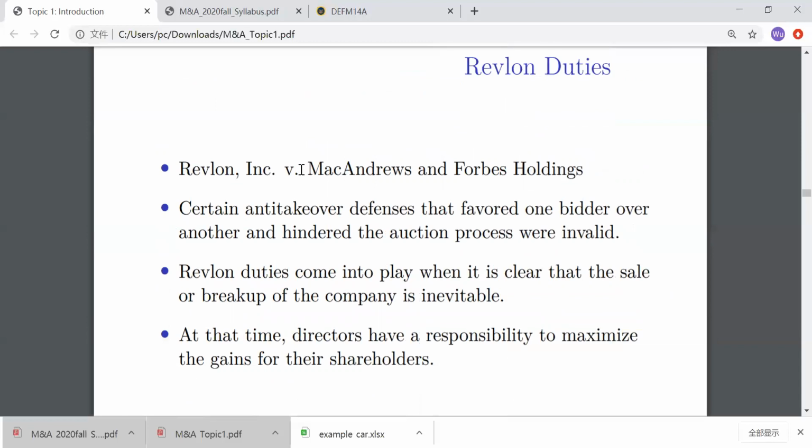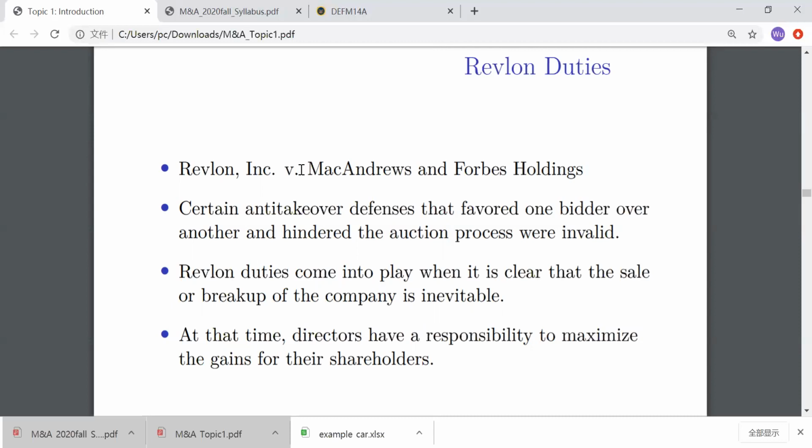Finally, another part of the directors' duty in mergers and acquisitions is called Revlon duties. This set of standards also came out of a case, the merger between Revlon Incorporated versus MacAndrews and Forbes Holdings. In that case, Revlon adopted certain anti-takeover defenses that favored one bidder over another, and this takeover defense actually hindered the auction process. We all know that the auction process in mergers and acquisitions is good for target shareholders, because it makes sure the bidder pays the highest price. The final acquirer is the one that pays the highest price, which is good for target shareholders.